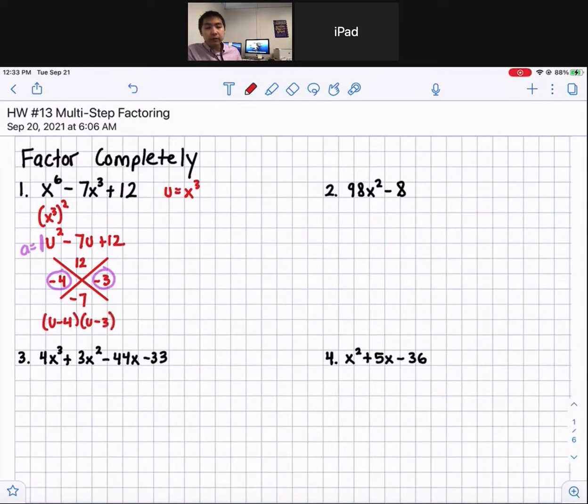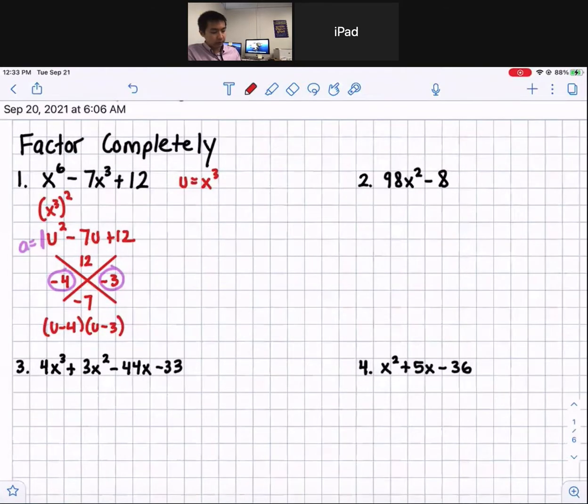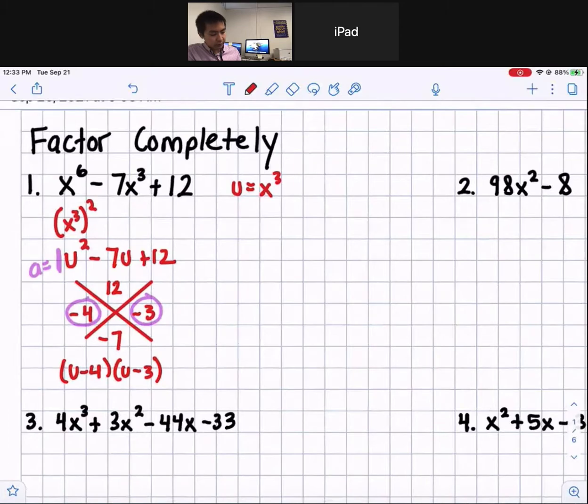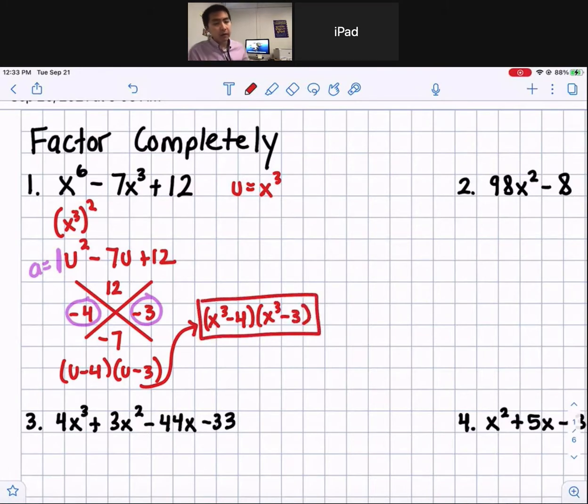Now, the only thing with this is we did not start off with u's in the beginning. We had x's. So we can plug x to the third back in for our u's. x to the third minus 4 and x to the third minus 3. And there you guys go.